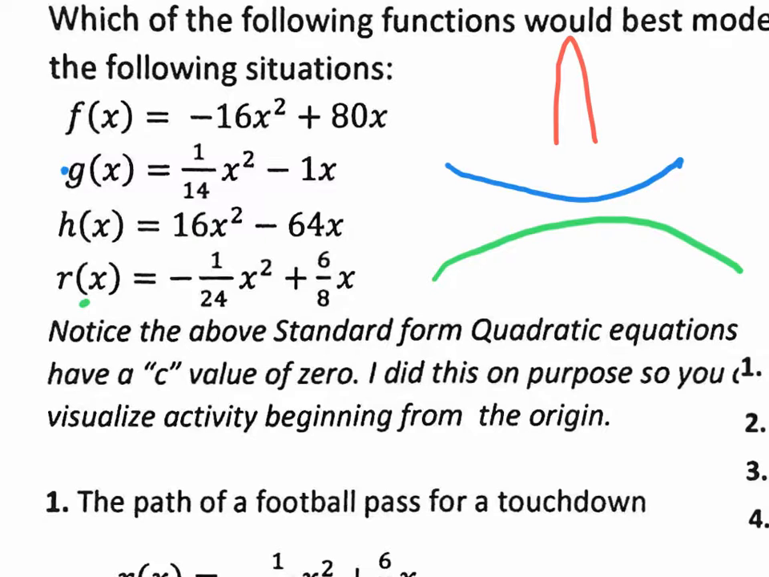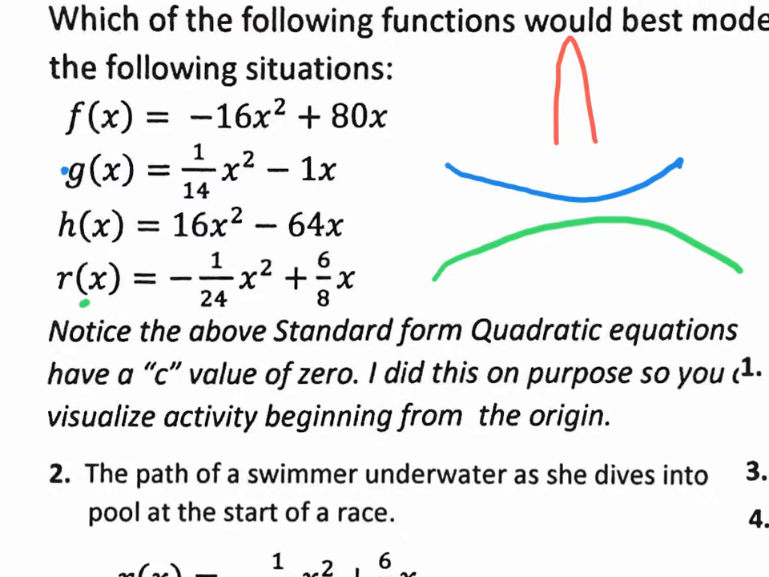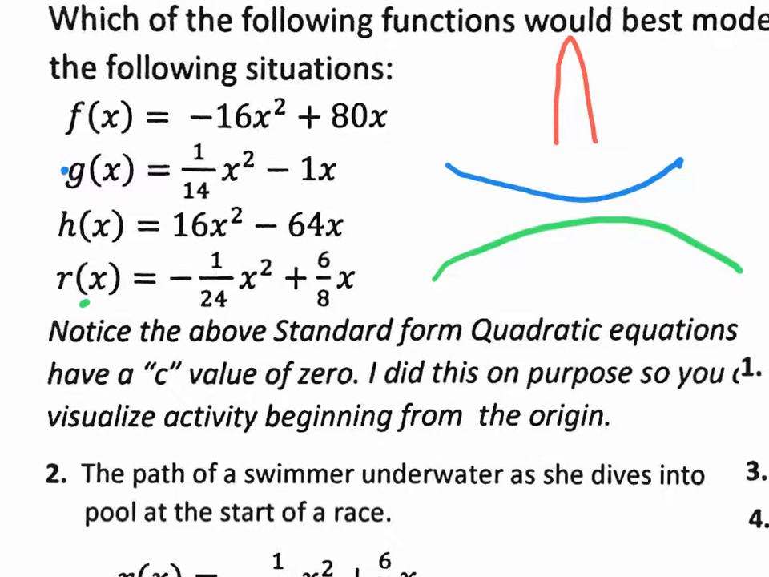Go ahead and talk to a partner. I want you to decide which function would be best to model the path of a swimmer underwater as she dives into the pool at the start of a race. Okay? Maybe I shouldn't have drawn this stuff because you guys could see that pretty well, right? So what would be the answer there? G of x, right? G of x would be the best one.